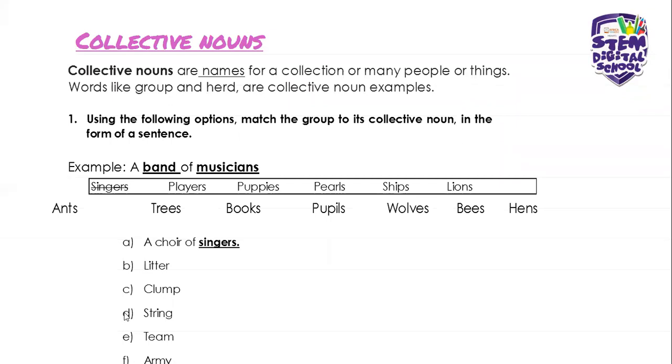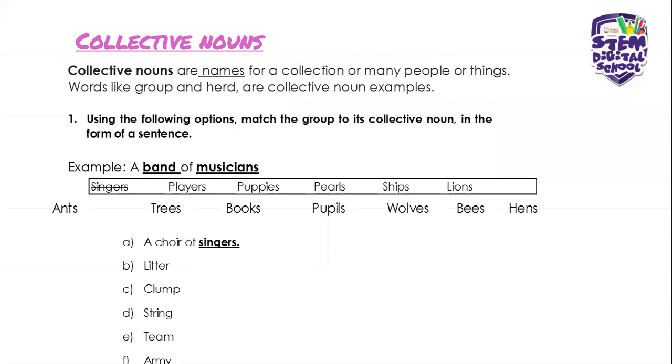Ma'am, hello? Are you still there? Yes, I'm here. I'm listening in. A string of ships. Okay, yes. So, who wants to answer number E? Piwa, can you unmute your mic, baby? Yes, ma'am. You want to give us an answer for number E? Yes, ma'am. The answer is a team of players.